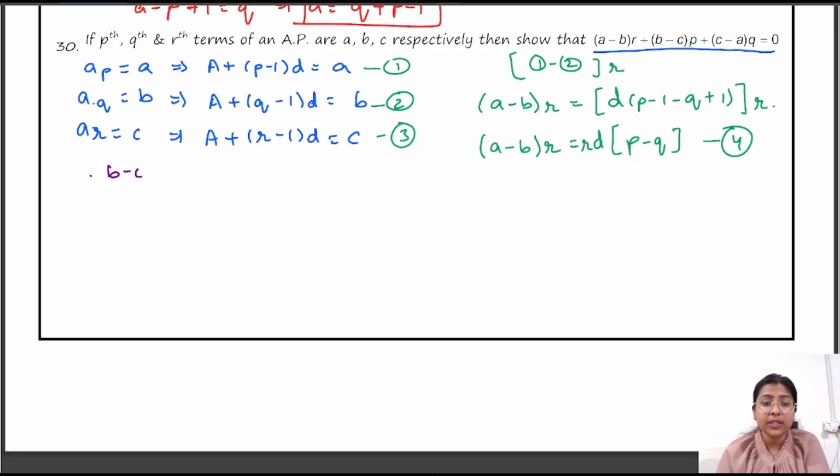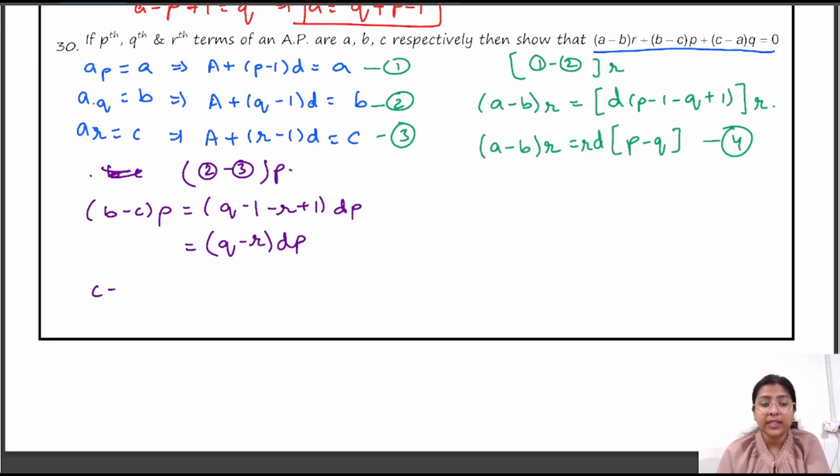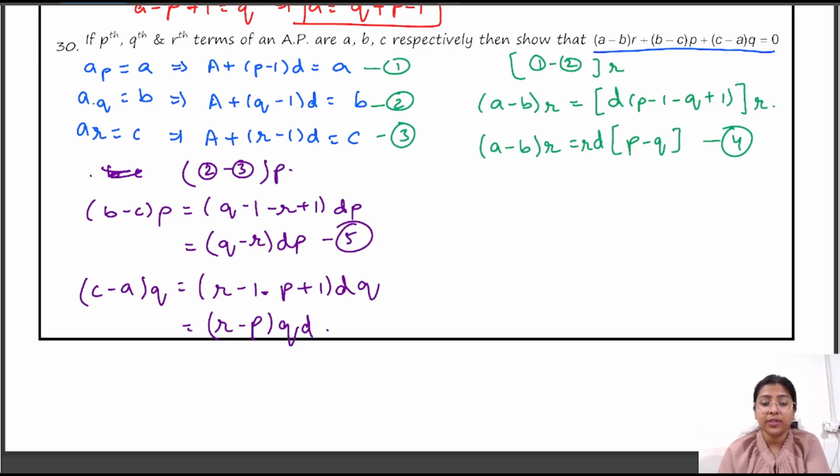So B minus C means equation 2 minus equation 3, and multiplying it by P. So you will have B minus C into P is equal to, A will be cancelled by A, so Q minus 1 minus R plus 1 into D P. So the value of this will be Q minus R into D P. Similarly, you will get C minus A into Q is equal to R minus 1 minus P plus 1 into D into Q. So here you will have R minus P into Q into D. This is equation number 5. This is equation number 6.